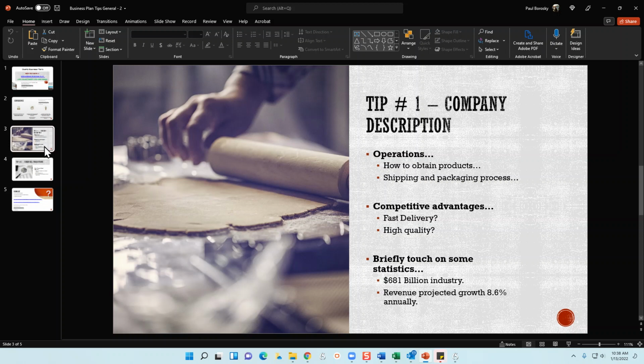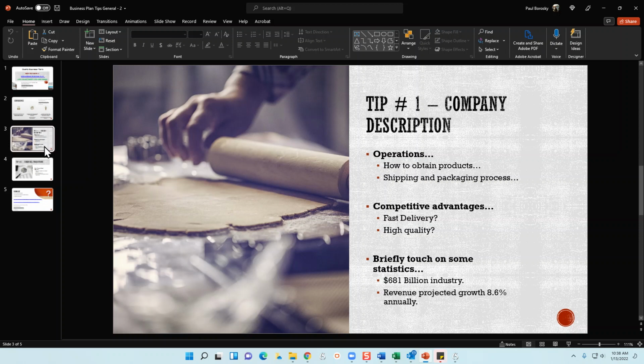And then finally, when you're writing your e-commerce business plan, make sure to include 2 or 3 industry statistics. So for example, the e-commerce industry right now is a $681 billion industry with a growth rate for revenues of about 8.6% annually.